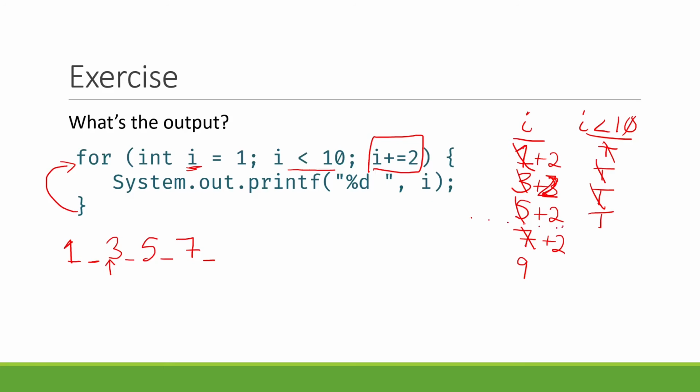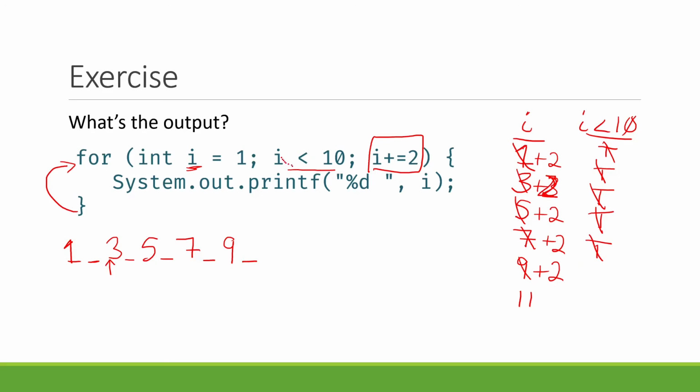Then we check our condition. Is 9 still less than 10? Yes, that is true. So we're going to enter our loop. We are going to execute our printf. We're going to take the current value of I and format it nicely with a space after it. So 9 followed by a space. And then we're going to loop back up to the top. And before we can do anything else, we need to do that increment statement. So we're going to take the current value of I and add 2 to it. That's going to make I have a value of 11.